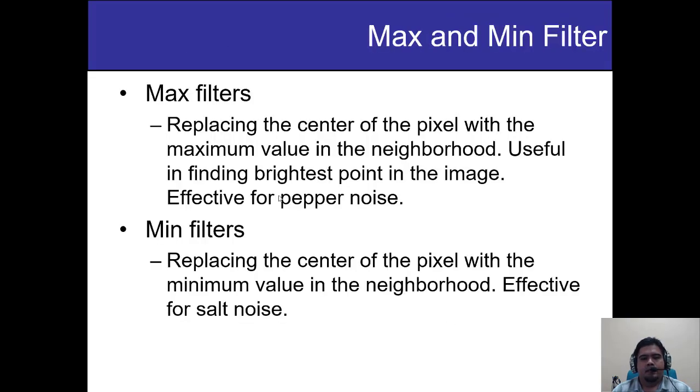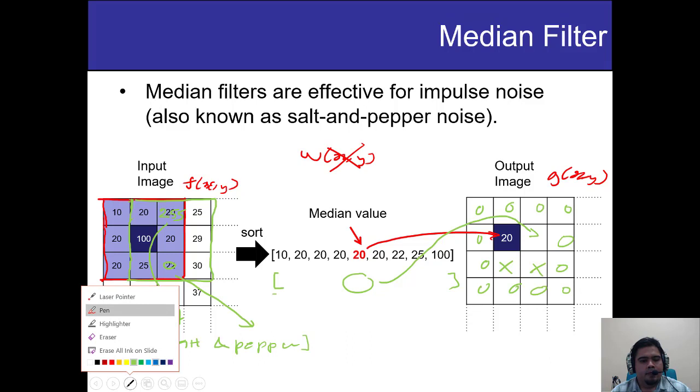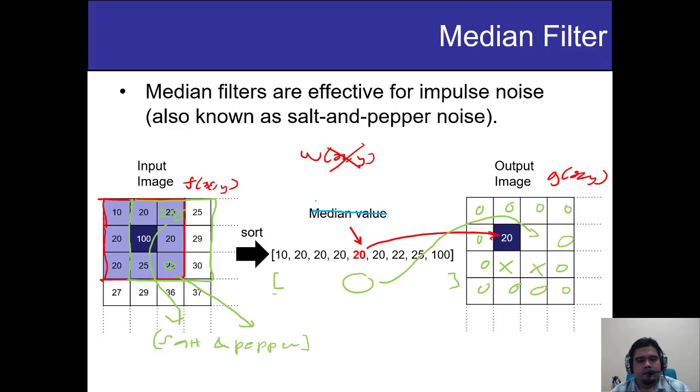Another filter under this category, which is non-kernel based neighborhood processing, is the max filter and min filter. What does the max filter do? If you go back to the same example and want to apply the max filter, you just find the maximum value. You do the same as the median filter: you sort the numbers into ascending order, and then you choose the maximum value to be put here. That's the difference between the maximum filter and the median filter.